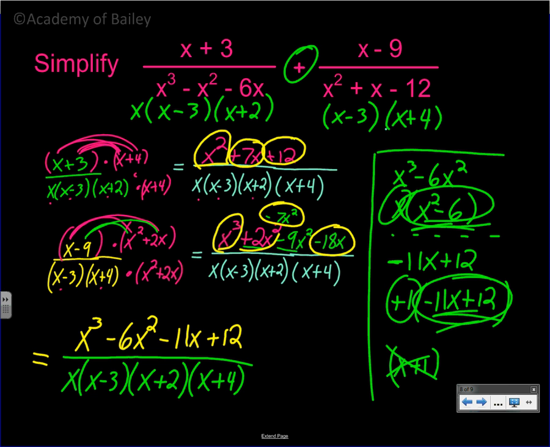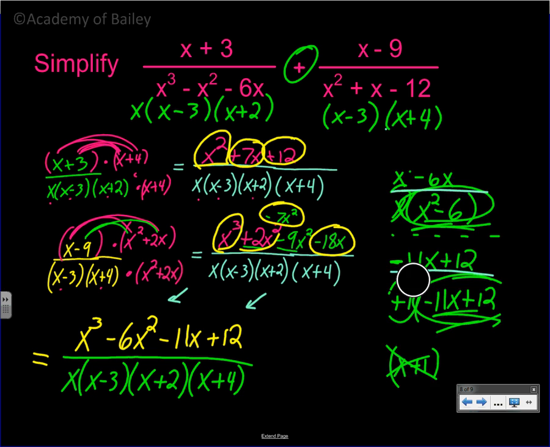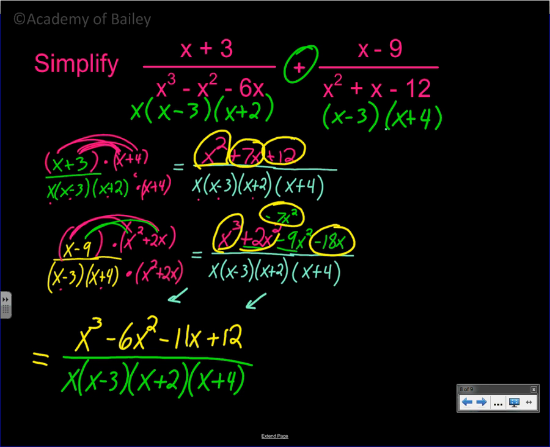So this was just checking to see if you could simplify the top. X cubed minus 6x is right here in the top, and negative 11x plus 12 is right here in the top. So since you cannot factor anything out of the top, right here is the simplified form of what you started with.